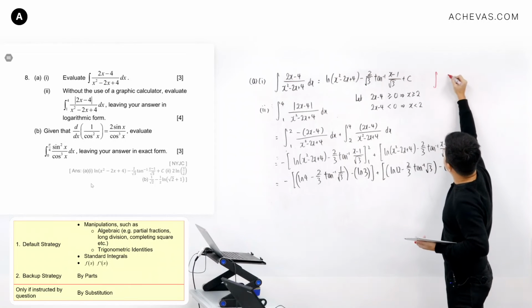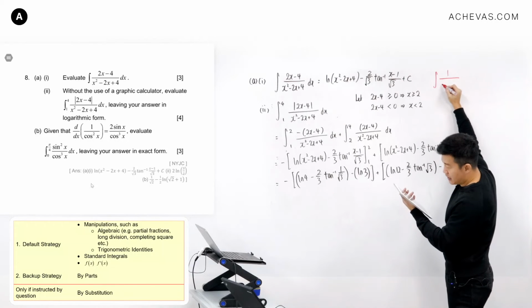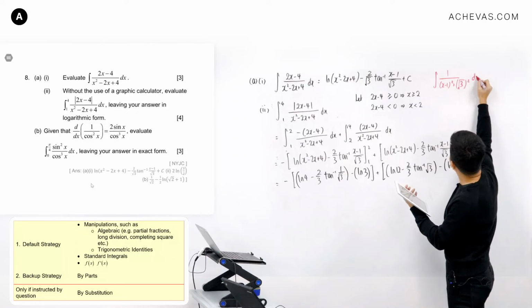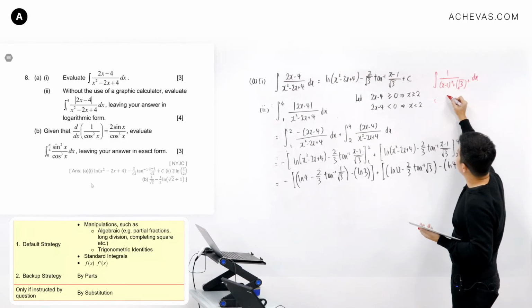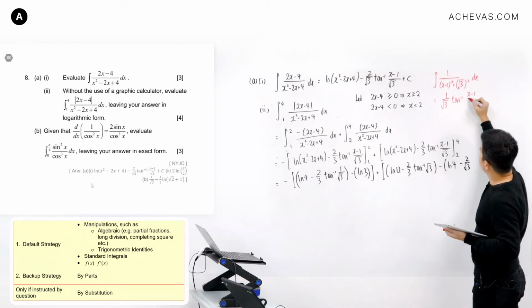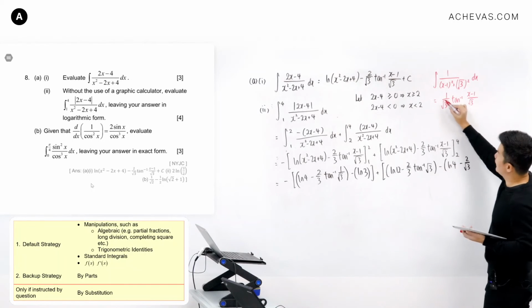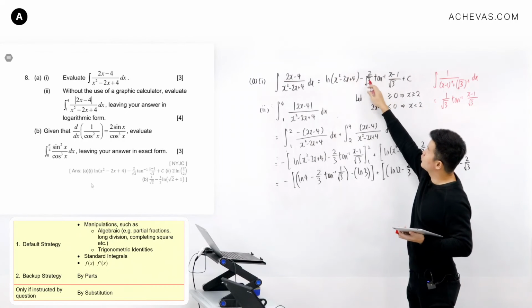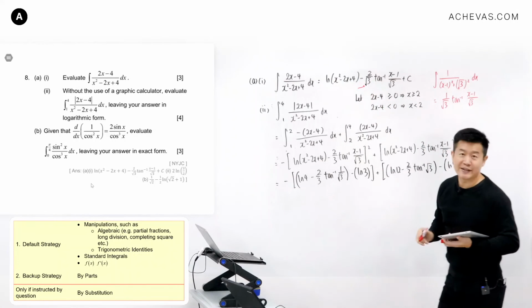So I did this 1 over, we had x minus 1 square plus 3, which I wrote as this, and square dx. So I made a mistake. I wrote it as 1 over 3, but it should be 1 over this, which is 1 over square root of 3. Then tangent inverse of x minus 1 over square root of 3. And there was a 2 in front, so multiplying it by 2 gives me this, 2 over square root of 3. So I made a mistake here. Please help me to correct it.